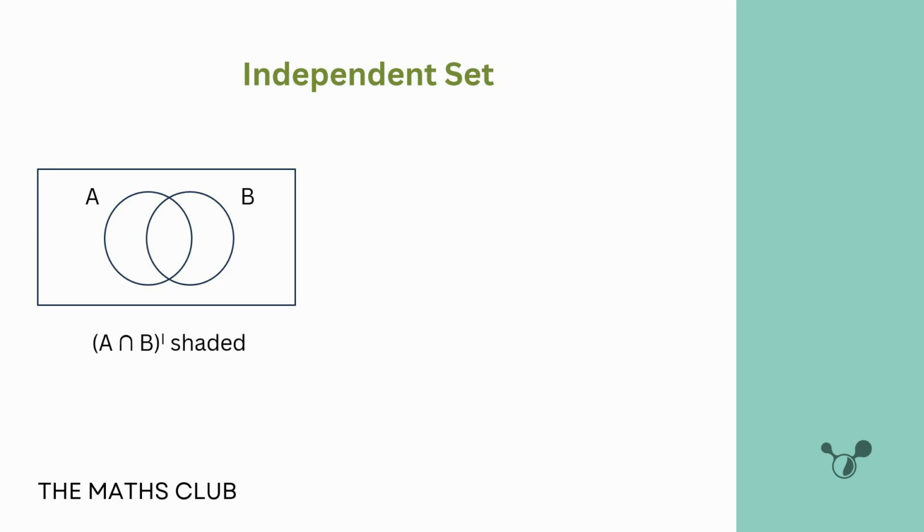Now, look at this. So we have A intersection B prime. We want to shade A intersection B prime. What do you think we should logically do first?